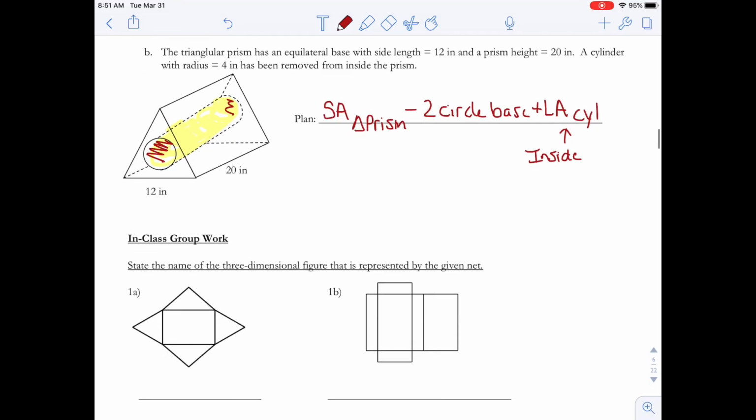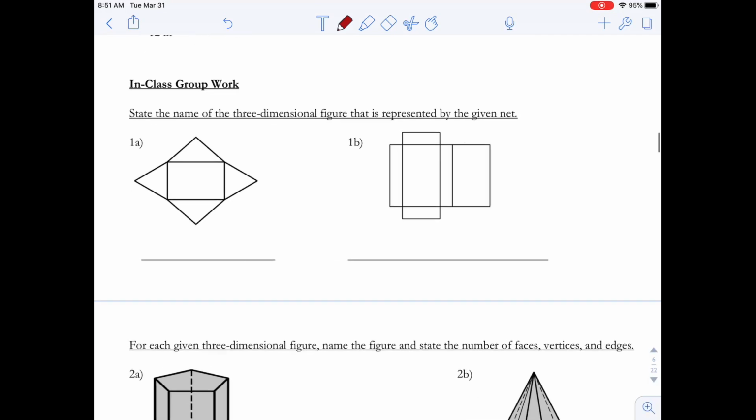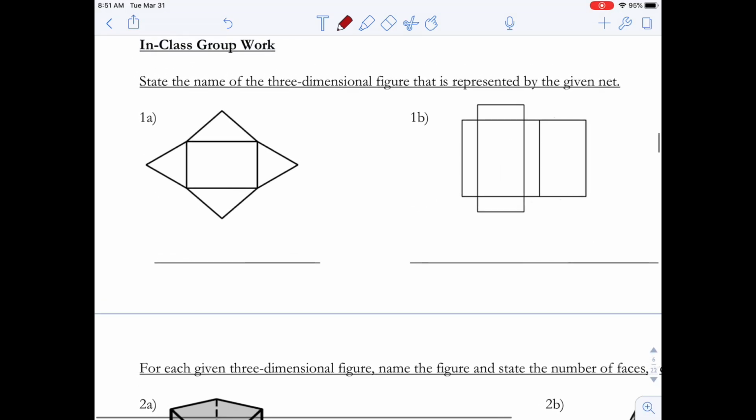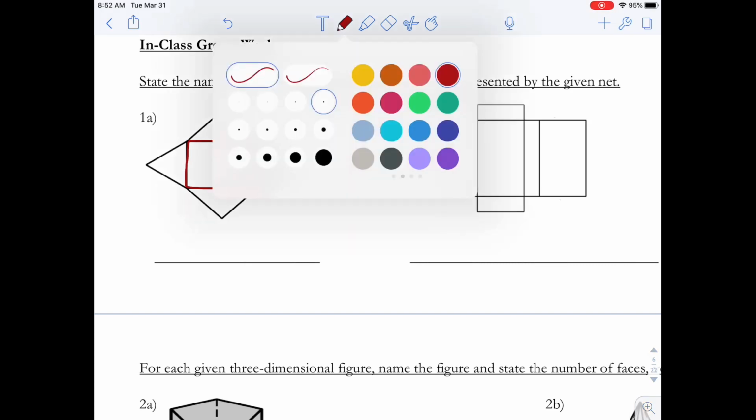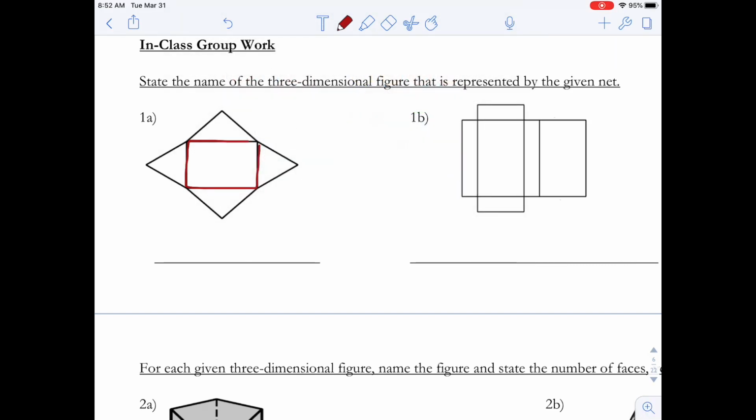Let's scoot down here. Again, we're just working on some naming shapes again, naming our three-dimensional figures. This first one here, if you notice, we have a big rectangular base, but I only have one of them. Okay, so I have one base. That means we're going to be dealing with a pyramid. And since that base is a rectangle, we have a rectangular pyramid.